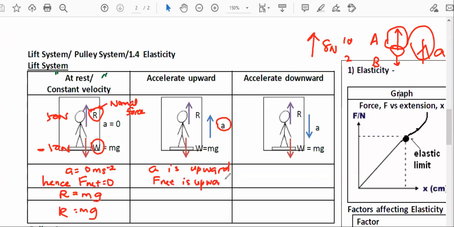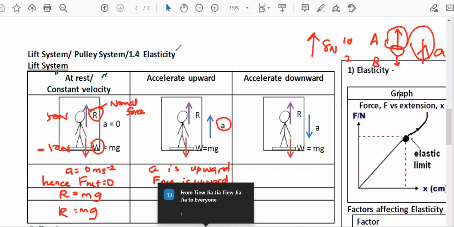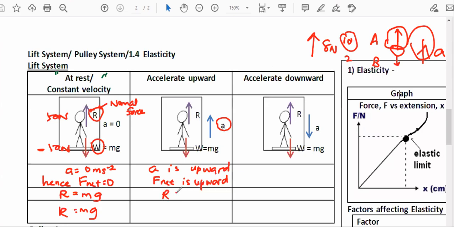Based on this relationship, can you tell teacher, should R be bigger or W be bigger? Which one is bigger, your weight or R? Because if you do not know all this idea, you cannot form the relationship, and then you cannot form the equation. Very good. It's like I give you this scenario: obviously 10 and 2, 10 is bigger, upward. So in this case, your R will be bigger than mg.